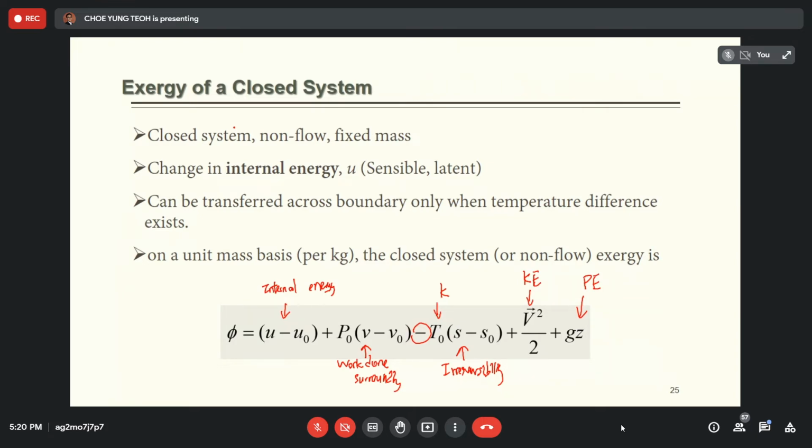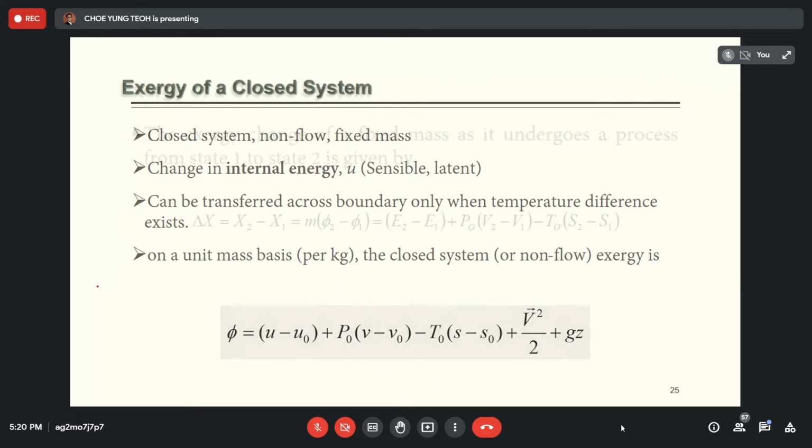Maybe the entire piston is moving at a very high speed. Something like you have an engine, and the piston is inside the engine. Then your car is moving at 100 km per hour. So you should consider that the system has kinetic energy, and also potential energy as well. And this is the exergy of the closed system. No question? Okay, then we move to the next one.